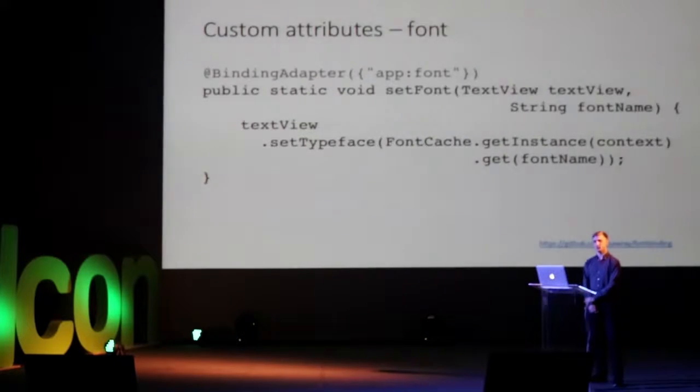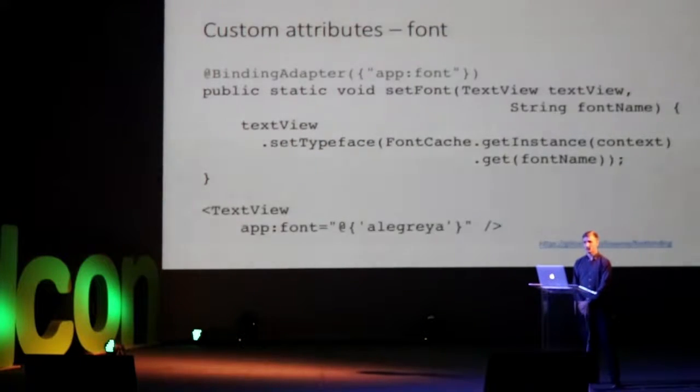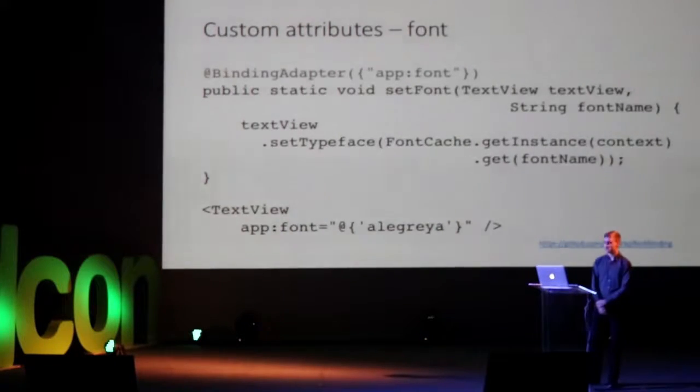We can just create a custom attribute, app:font, and inside the binding adapter, the only thing we really need to do is set the typeface of the text view. This is a short example; you also need to provide the font cache, obviously, but the slide is not big enough for that. If you're interested in that, you should check out Lisa Ray's repository. It's quite nice. Then when you want to set the font on the text view, all you need to do is add the attribute and pass a string with the name of the font, which the font cache interprets and fetches.